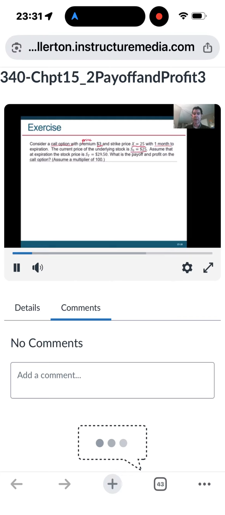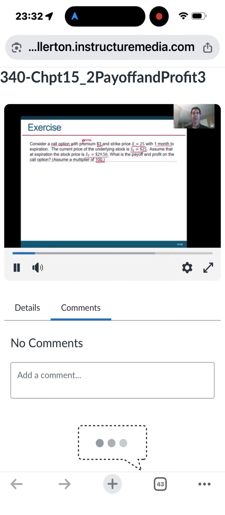I'll often indicate the current price with a sub-0, 0 being the time, meaning I'm at time 0, that's right now, that's not at expiration. Okay, assume that at expiration the stock price is $29.50. So you hold it all the way to expiration, and then boom, you're at expiration, $29.50. What is the payoff and profit on the call option? And I'm going to throw in that multiplier of 100 as well.